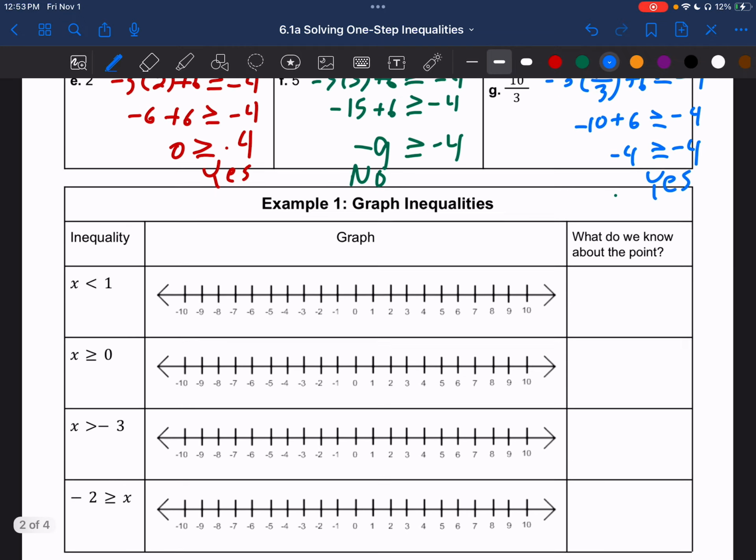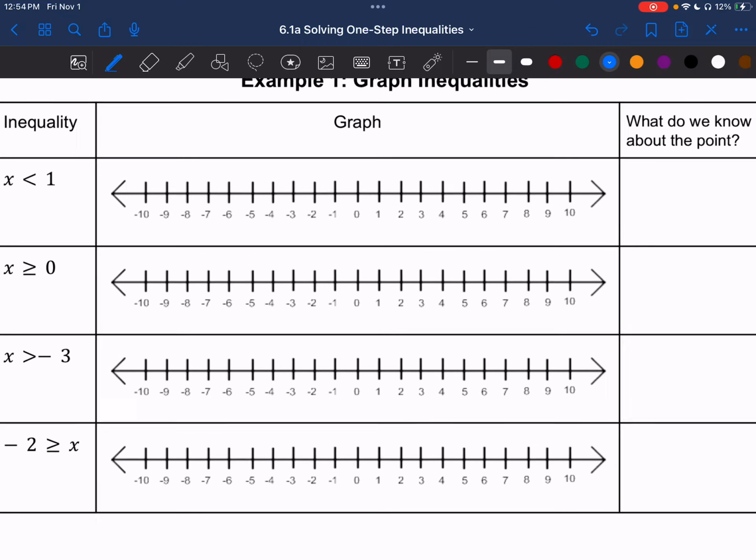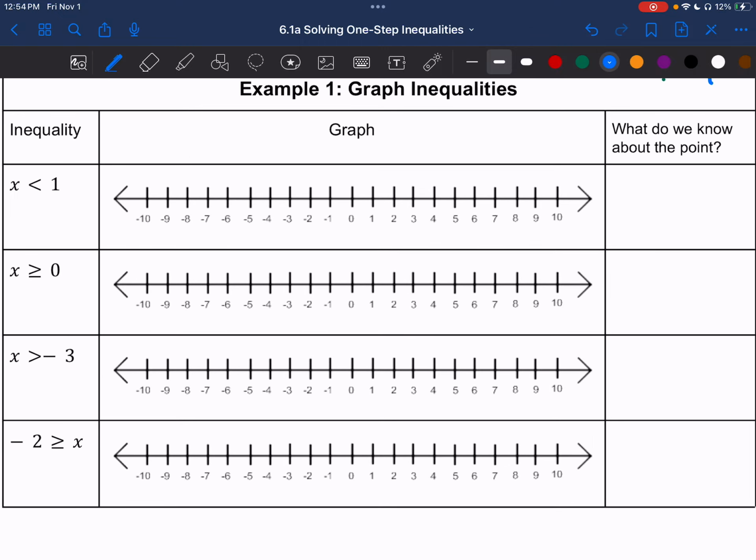All right. Now we are going to graph these inequalities, and then we are going to identify what we know about the point in it. So when we have x is less than 1, it's going to be an open dot at 1 because it's less than. And we are going to use a test point. And I always like to use 0 as a test point. Is 0 less than 1? Yes, it is. So that's the side we're going to shade. And we remember that we put arrows at the end of our line. Now, what do we know about this end or the point? It is not a solution.